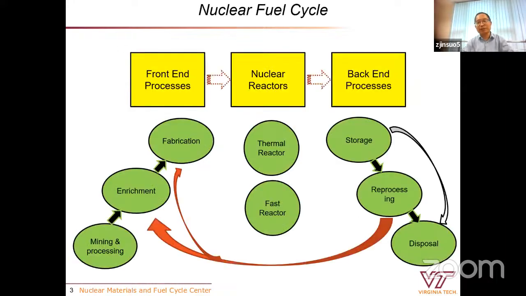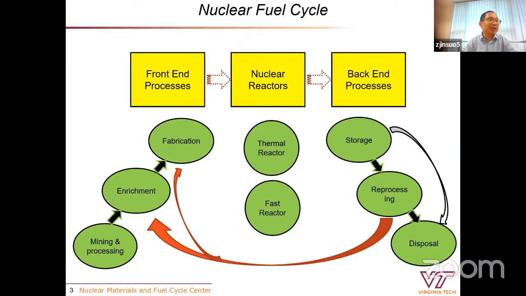Okay, I made this chart. When we talk about the nuclear fuel cycle, it actually includes three components. One is the front-end process, the other is the back-end process. In the center is our nuclear reactor. The purpose of the front-end process is to make the fuel, to fabricate the fuel. And the purpose of the back-end process is how we can handle the fuel as spent fuel after we put it in the reactor.